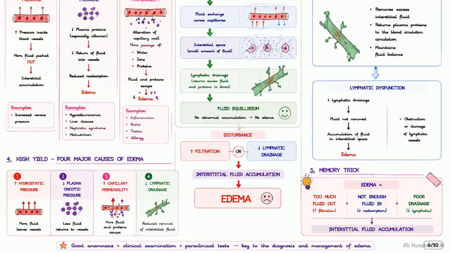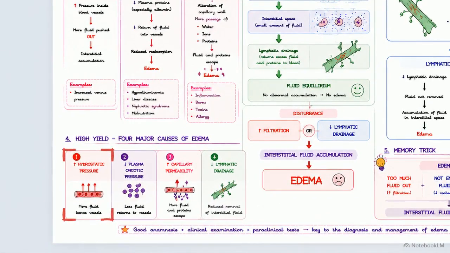We can trace this mathematical breakdown to 4 specific underlying causes, mapped out in this diagnostic panel. The first mechanism is an increase in hydrostatic pressure, occurring when elevated venous pressure physically forces more fluid out of the capillary bed. The second is a decrease in plasma oncotic pressure. In severe liver disease, insufficient albumin production means fluid fails to return to the vessels.